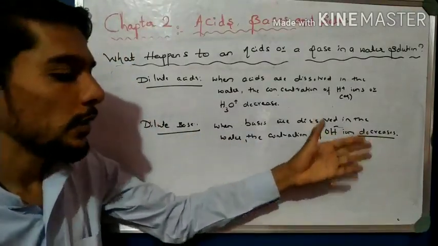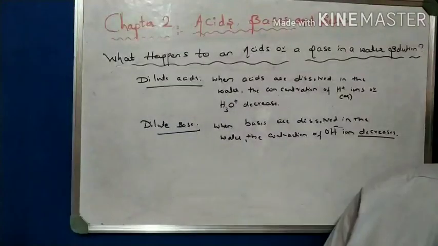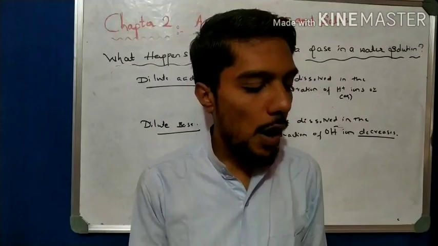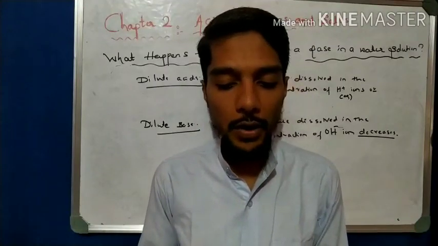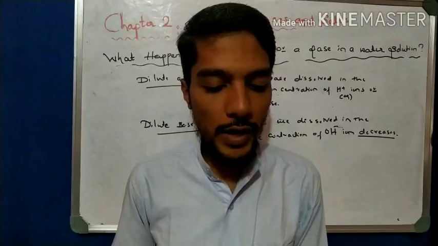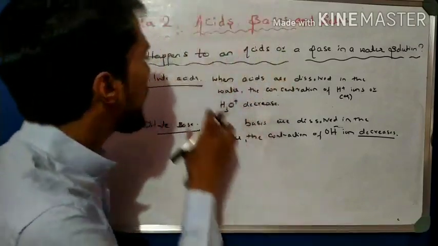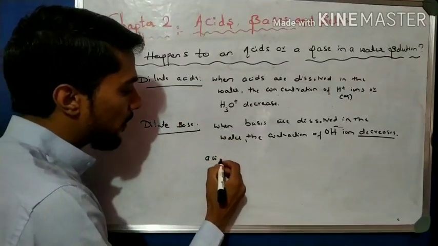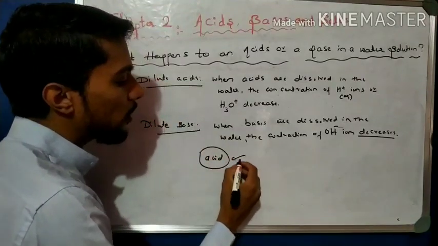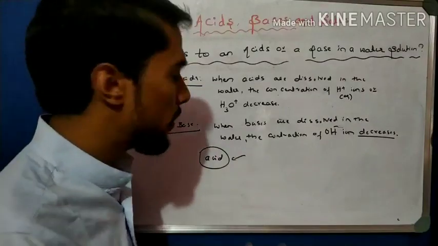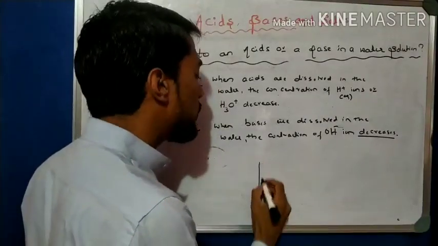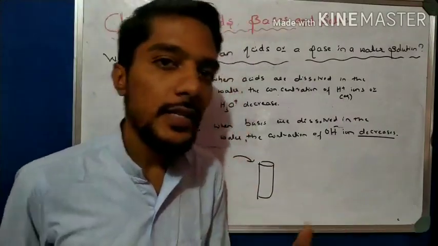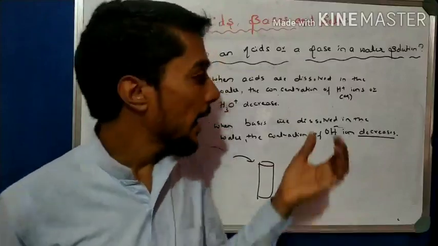That is very important. In the NCERT textbook there is one question: how is the concentration of hydronium ions affected when a solution of acid is diluted? When we dilute the acid, what does dilute mean? Addition of water. When we add water to the acid slowly, what happens? There is a decrease in the concentration of hydronium ions.